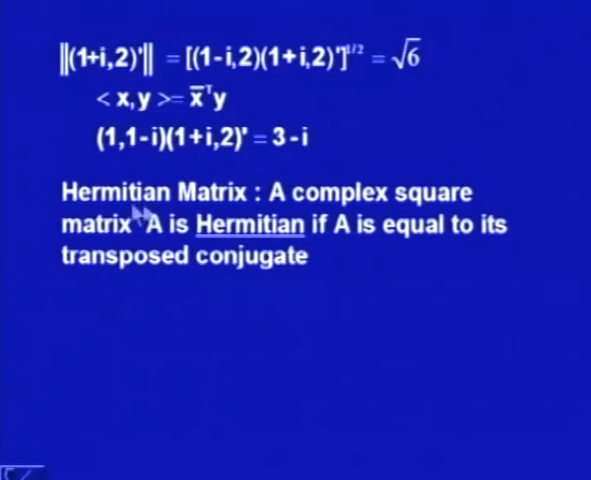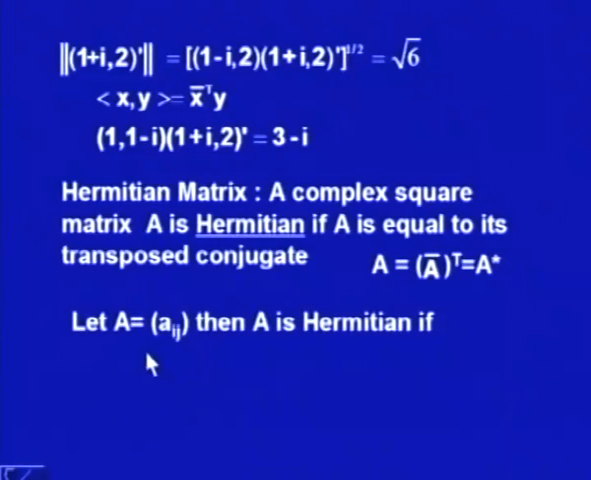Now, we go to a special matrix, which is a Hermitian matrix. It happens to be a complex matrix and in fact a square matrix. So, we say a complex square matrix A is Hermitian if A is equal to its transposed conjugate. So, we have first taken the conjugate and then transpose. It does not make much difference whether we first take the transpose or the conjugate, and we denote it by A star. So, if A is equal to A star, then the matrix of complex elements is a Hermitian matrix.